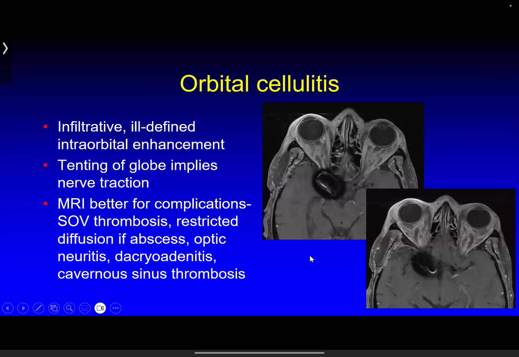MR is better for the complications, and those could include superior ophthalmic vein thrombosis, cavernous sinus thrombosis, and intraorbital spread. If you have restricted diffusion, it implies abscess formation. You can evaluate for optic neuritis or perineuritis, dacryoadenitis. This patient had filling defects within bilateral superior ophthalmic veins, so orbital cellulitis complicated by superior ophthalmic vein thrombosis bilaterally.